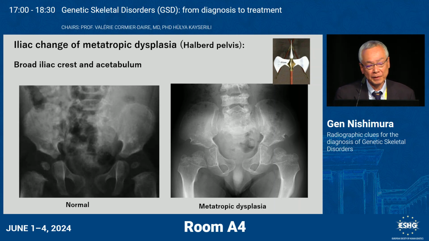What about the iliac change of metatropic dysplasia? That is termed Harvard pelvis. You can see very broad iliac wings and a broad acetabulum. Also, you can see a concavity here. So the iliac bones are dumbbell-like.